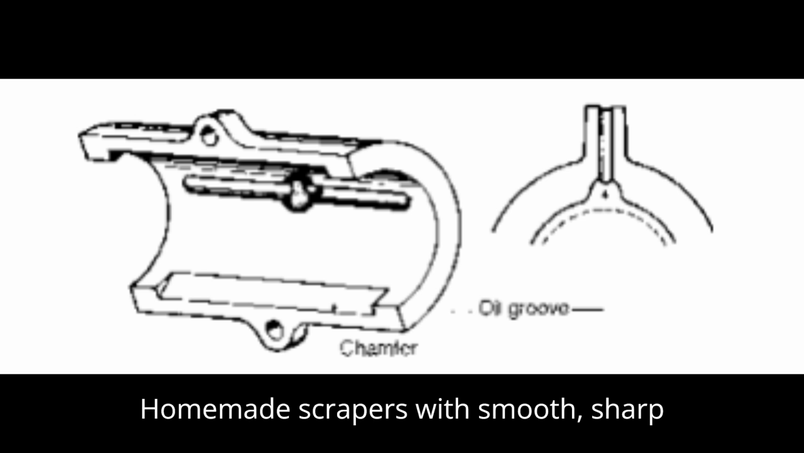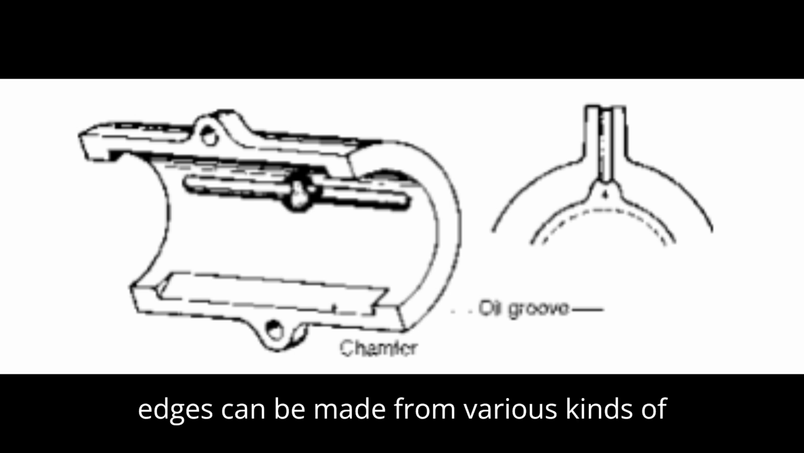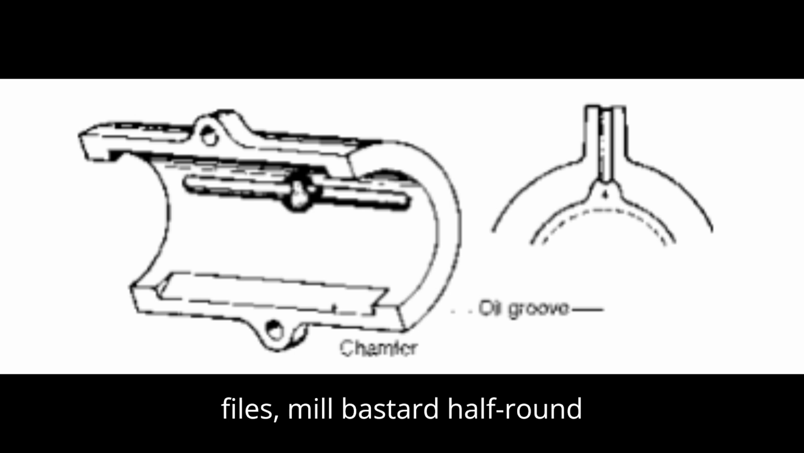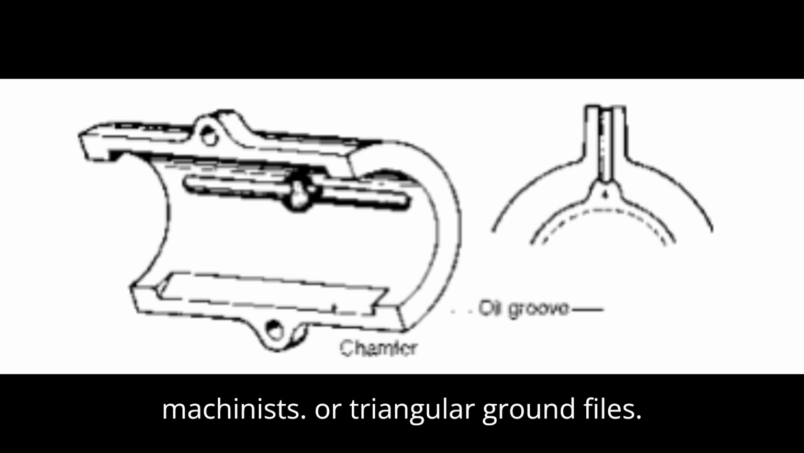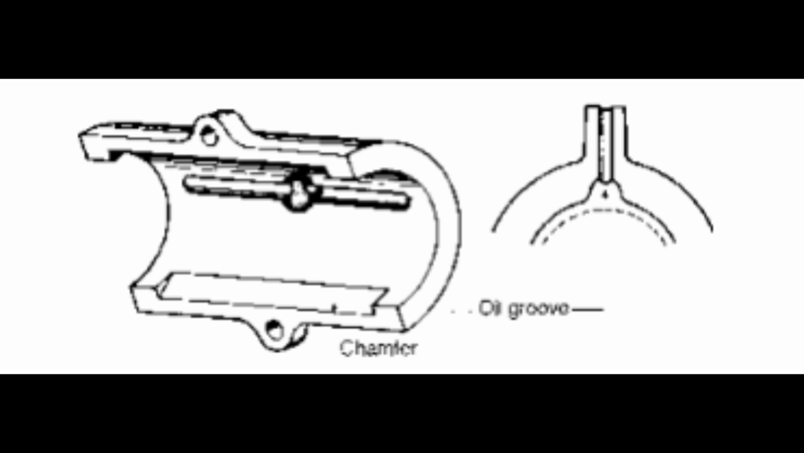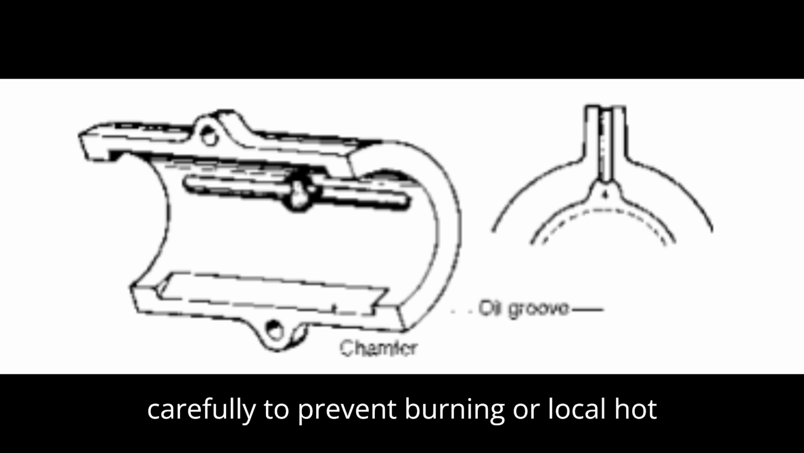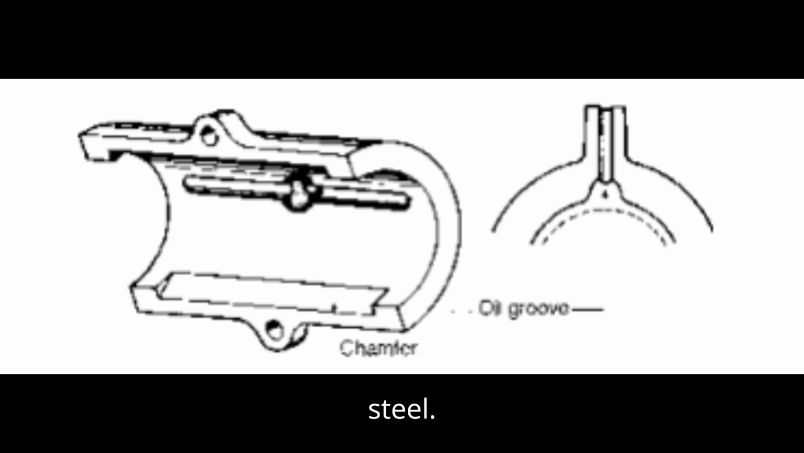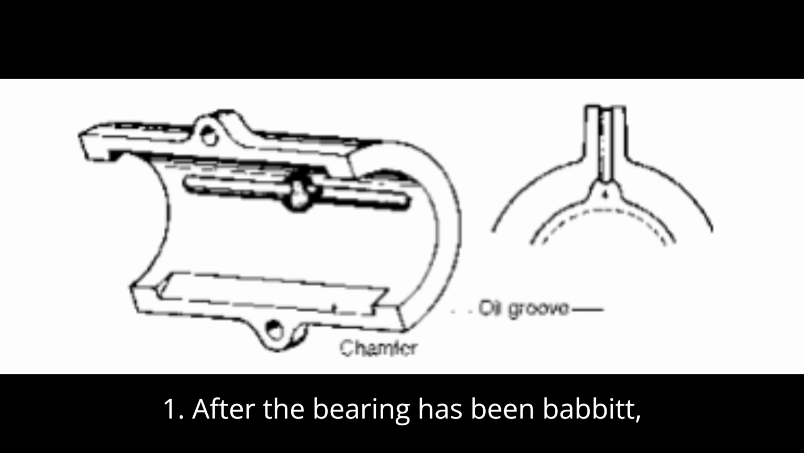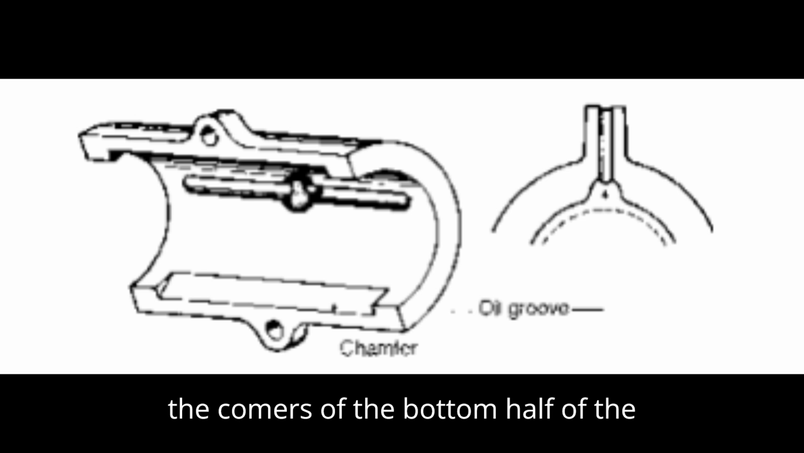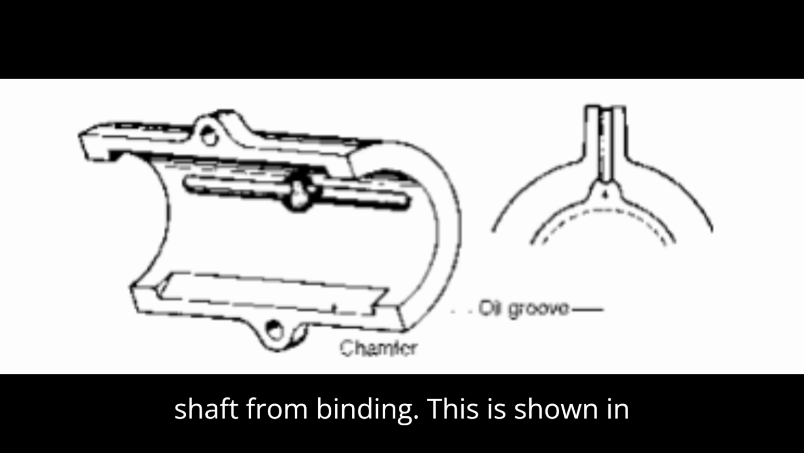Homemade scrapers with smooth, sharp edges can be made from various kinds of files: mill bastard, half-round machinists, or triangular ground files. They should be ground slowly and carefully to prevent burning or local hot spots that will change the temper of the steel. The fitting process. 1. After the bearing has been babbitted, the corners of the bottom half of the bearing must be relieved to keep the shaft from binding.